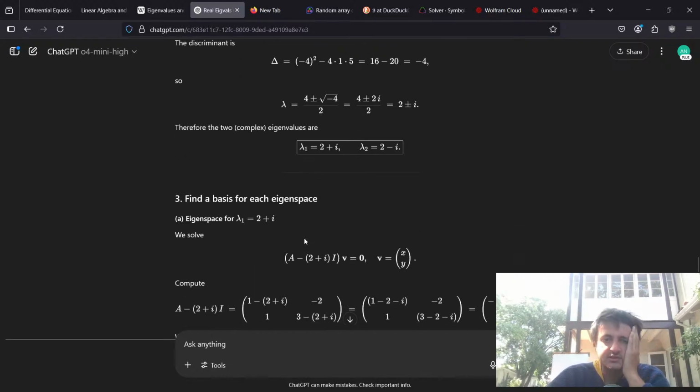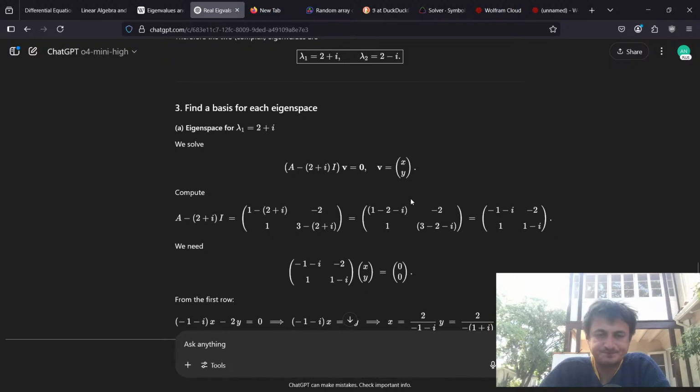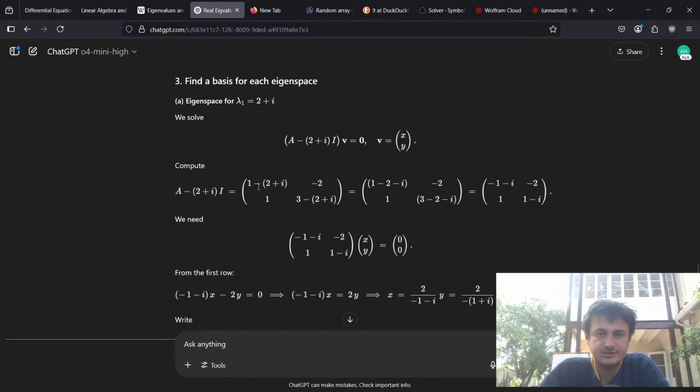Okay, I got this. Then you find the basis. So you take the first eigenvalue and you solve for the null space. How did they do this? Okay, yeah, we did this. We just did that on Julia. Then we need this to be 0.